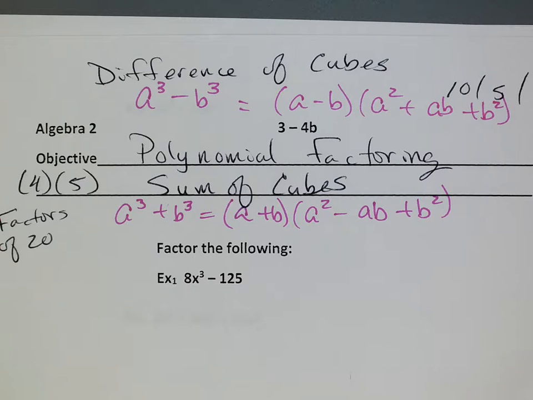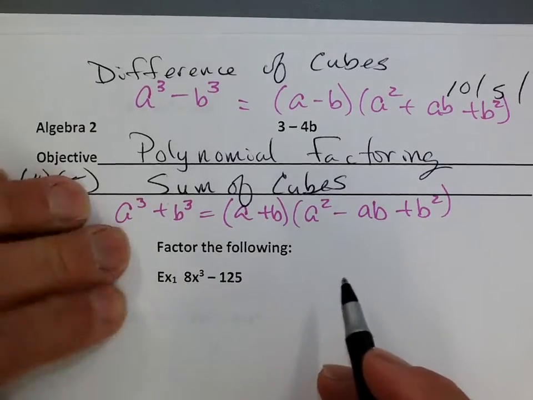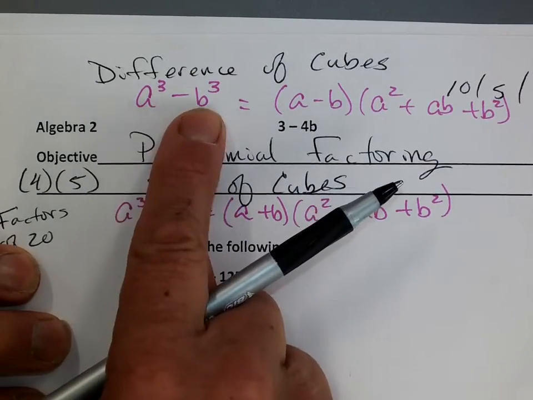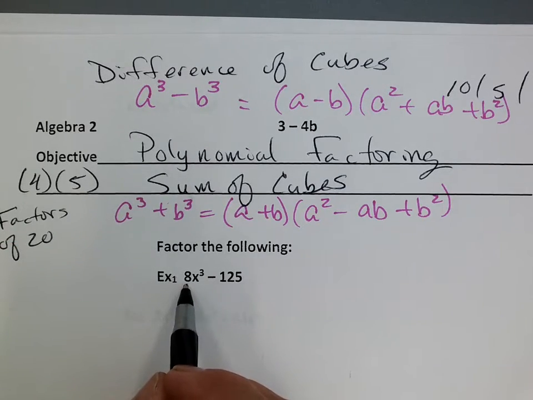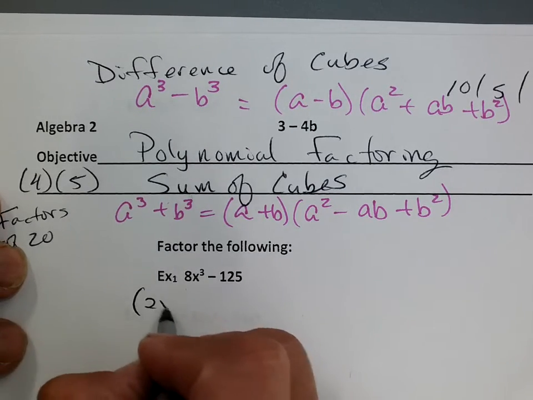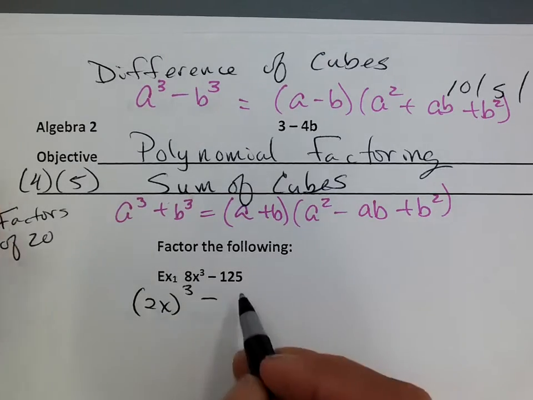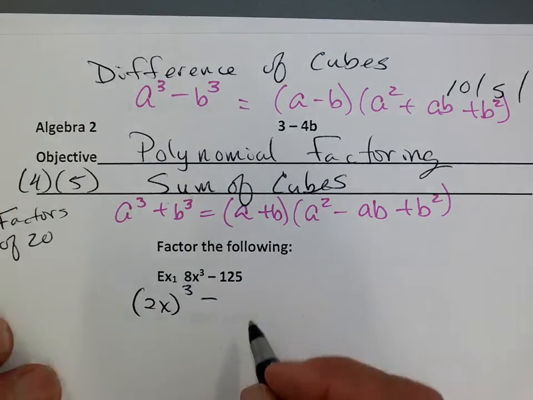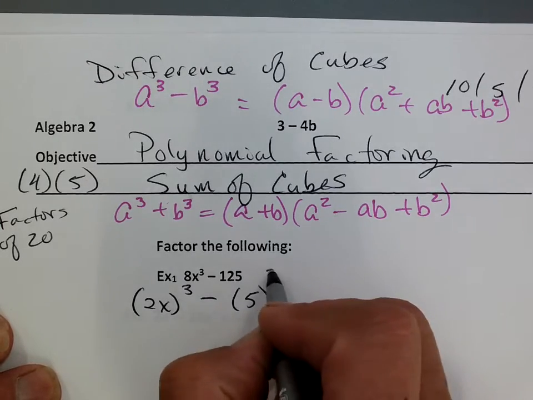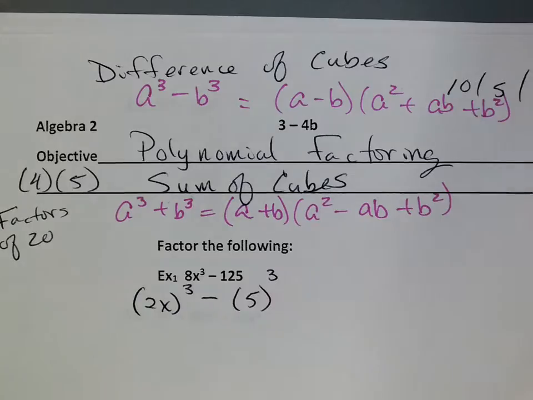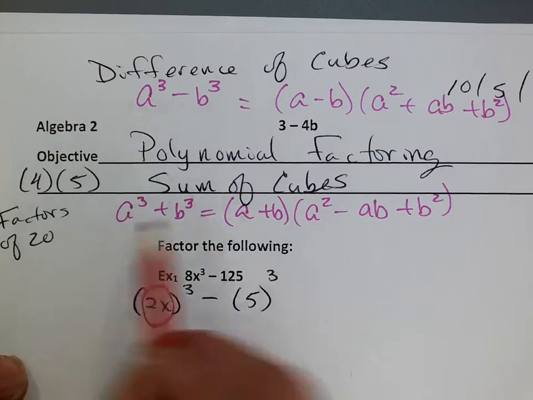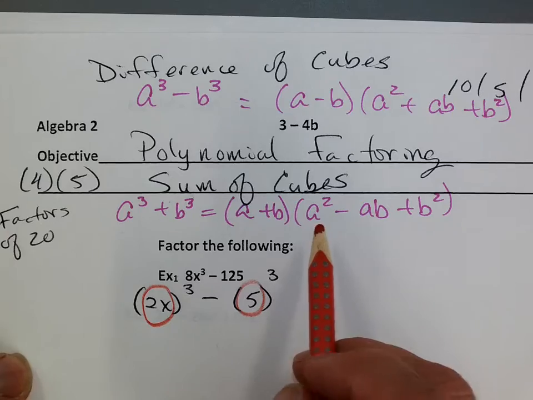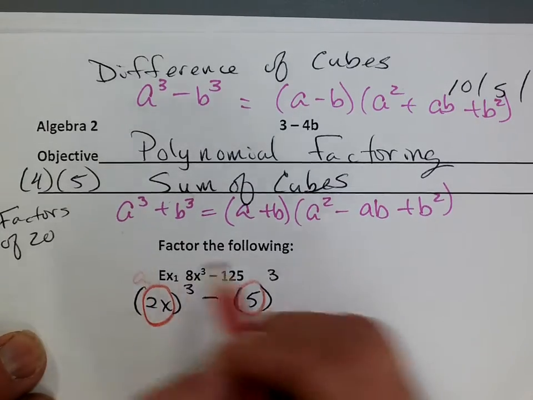So let's take a look at the first example. If I look at example 1, what I notice is possibly some cubes. So I have to rewrite it. I really have to make it look like a cubed minus b cubed. So I know that 8 is 2 times 2 times 2. So I'm going to rewrite this as 2x cubed minus, and I know 125 is 5 times 5 times 5, or 5 cubed. If I know that, then I'm simply going to let the 2x be the a and the 5 be the b. So I will plug them into my formula.